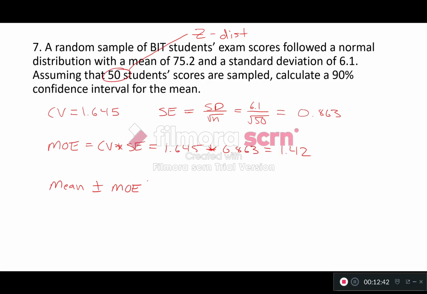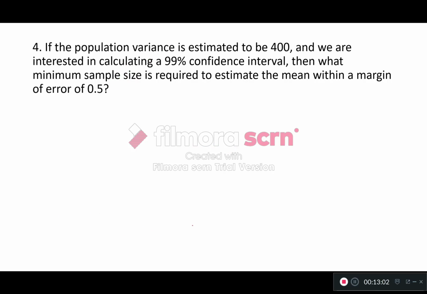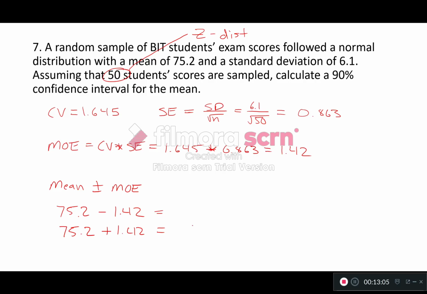Referring back up to the problem, we had a mean of 75.2, so I'm going to plug in 75.2 as the mean. And we're going to do our mean minus our margin of error for our lower bound, so margin of error 1.42, and our mean plus our margin of error 1.42 would give us our upper bound. So in this case, I believe that the lower bound, which is 75.2 minus 1.42, would come to a value of about 73.78. And our upper bound, where we're adding that margin of error onto our mean, comes out to a value of about 76.62.